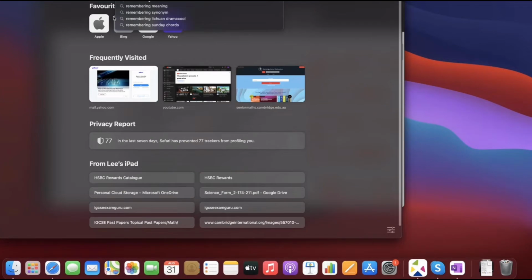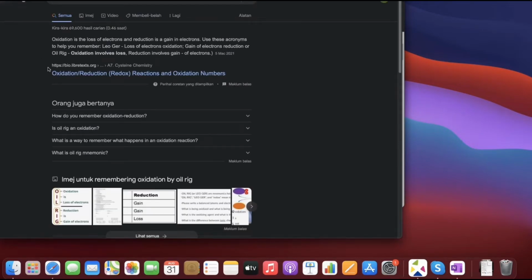Remembering oxidation by OIL RIG. Oxidation involves loss, reduction involves gain of electrons. Okay, it refers to electrons, that means this is the meaning of OIL RIG. Actually, I seldom use OIL RIG also. That's why when I look at this, I can't remember. Oxidation involves loss of electrons. Reduction involves gain of electrons. So they talk about electrons.